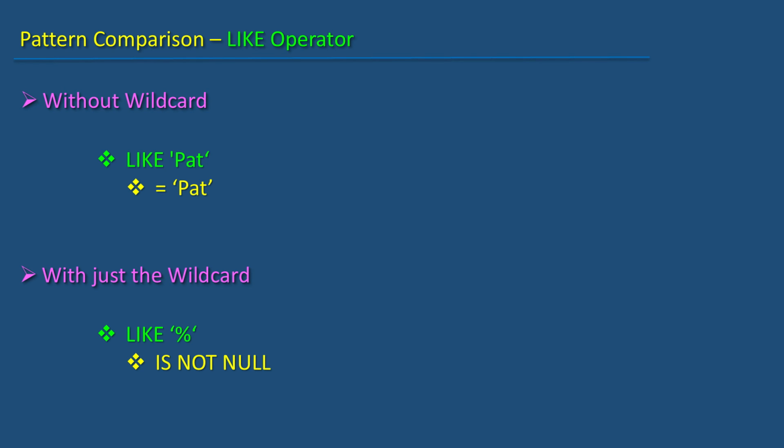And if a pattern just has the wildcard, every row will be fetched except for null values. So, LIKE '%' is the equivalent of using the IS NOT NULL clause.